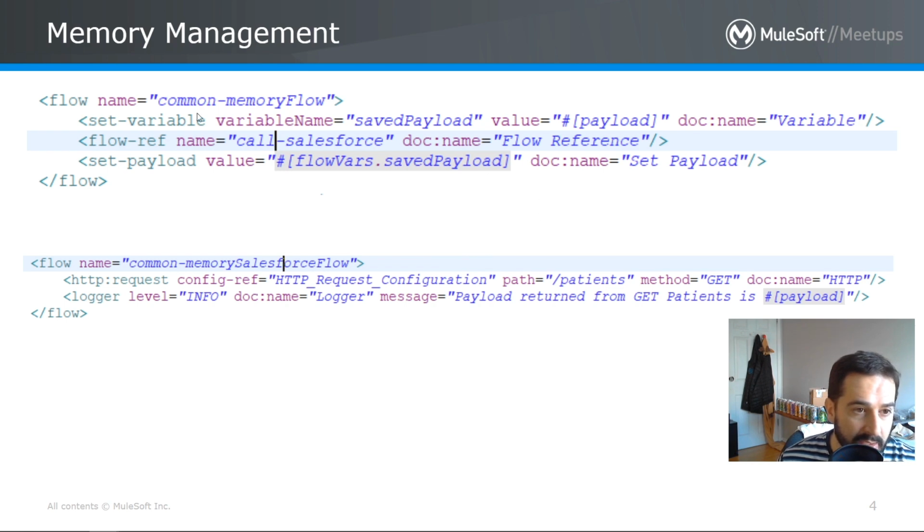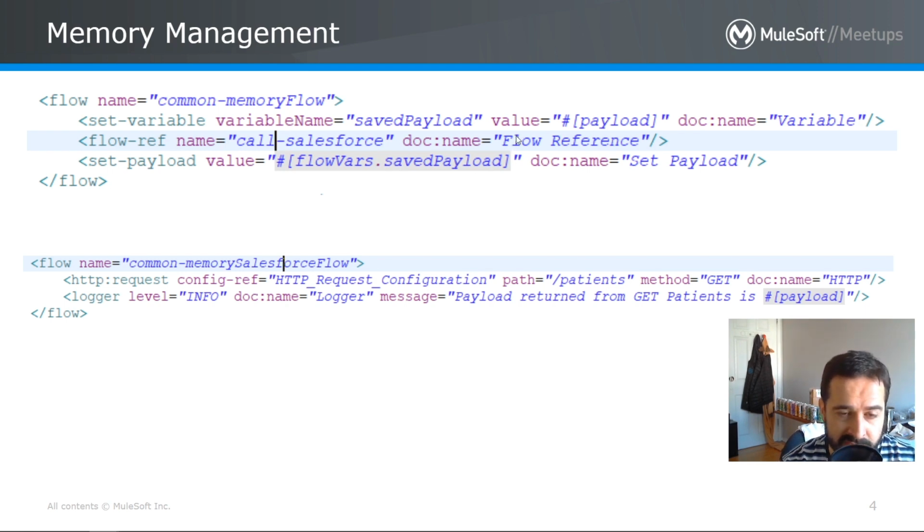So in this first issue, the first common memory issue, you'll see here there's a set variable and a flow ref. And the flow ref is calling a Salesforce, but this could be any outbound message. What's happening here is that whenever you're crossing a transport, as they like to say, you lose your payload, because your input payload to the outbound message gets replaced with the payload coming back from the third-party service. So commonly what people do is they save the payload into a variable, and then after they make the outbound call, they reload the payload.